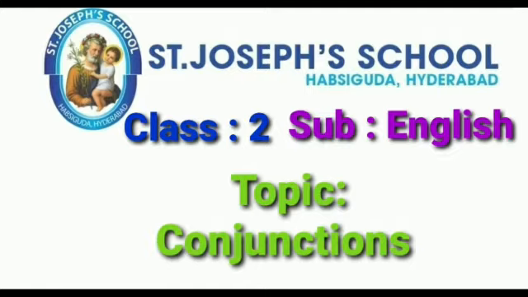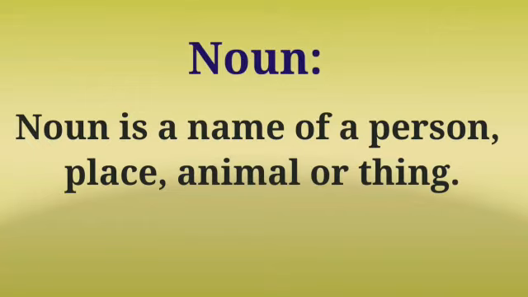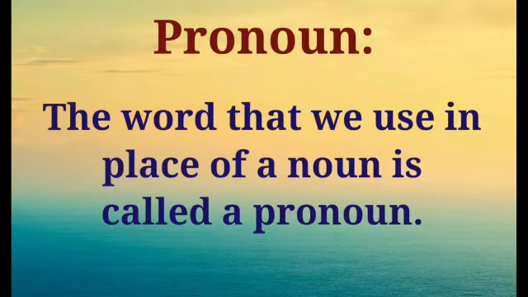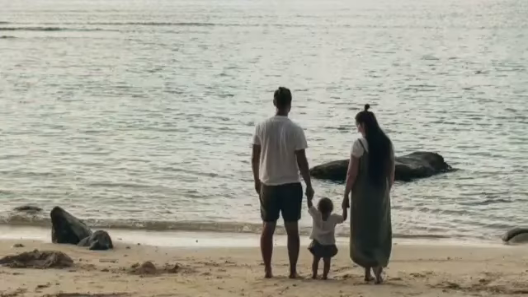Let me recap a few of the topics you have already learned. What is a noun? A noun is the name of a person, place, animal or thing. Pronoun: the word that we use in place of a noun is called a pronoun. For example, he, she, it, they, we, etc.